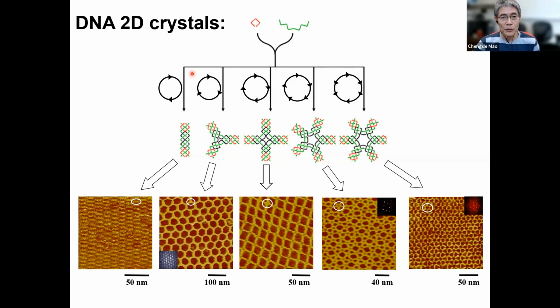So, for example, if you want to make DNA 2D crystals, you will have this red strand, this green strand, and you have the red strand, the green strand, and one with this black strand. This strand is a repetitive sequence. You repeat 4 times. You combine together, and they will form a 4-branch structure. Then, if the outside has sticky ends, it will assemble into this tetragonal lattice.